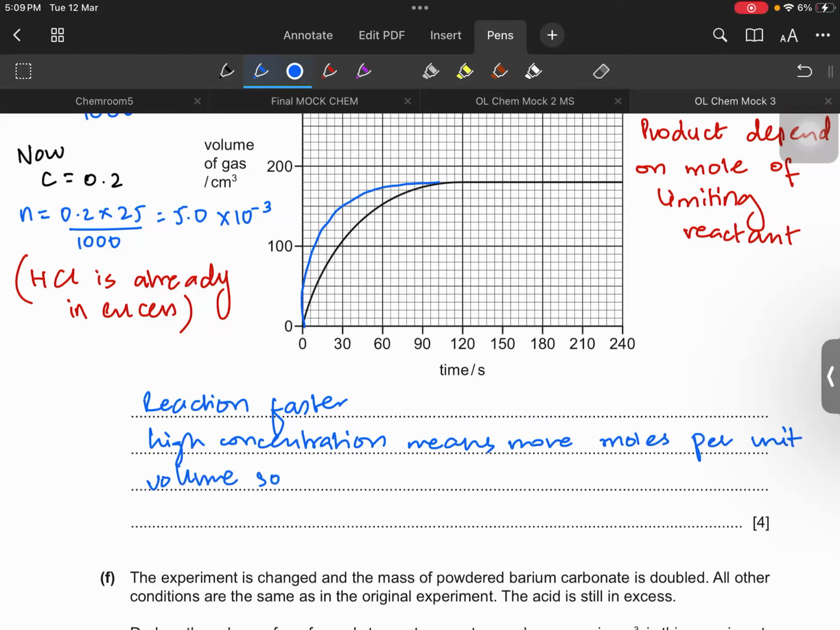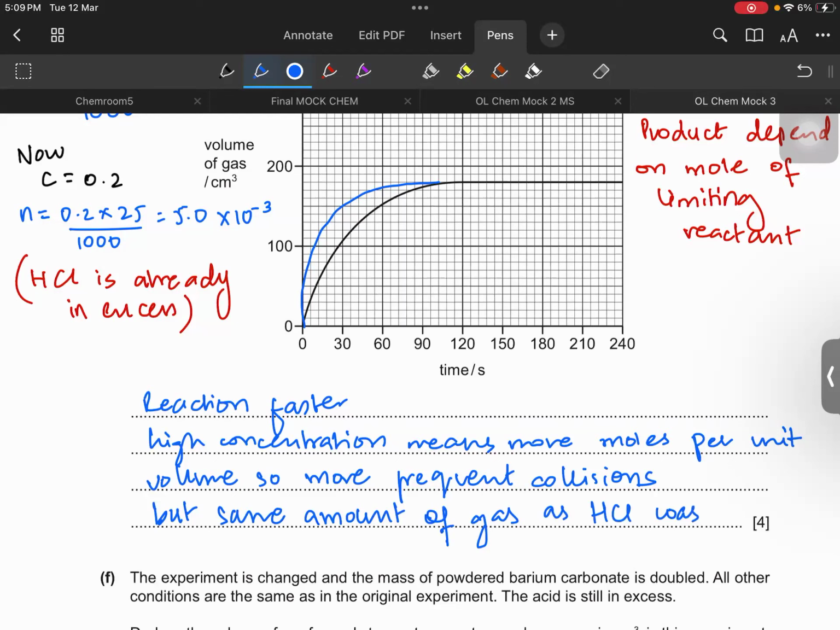So continue please. So more number of particles per unit volume, so more faster rate of collision, faster rate of reaction. So more frequent collisions. But the same amount of gas, because HCl was already in excess.